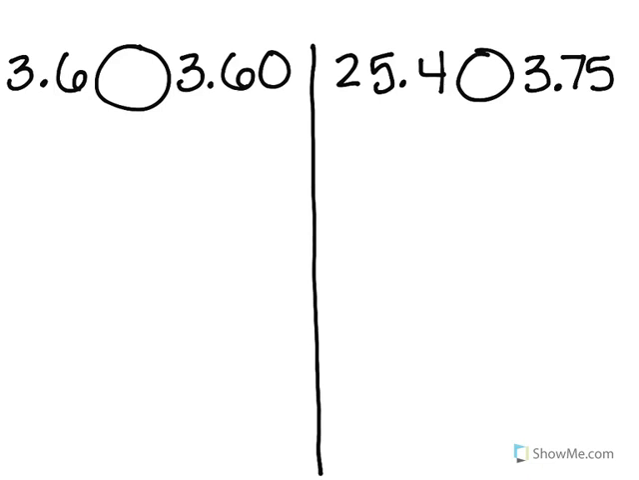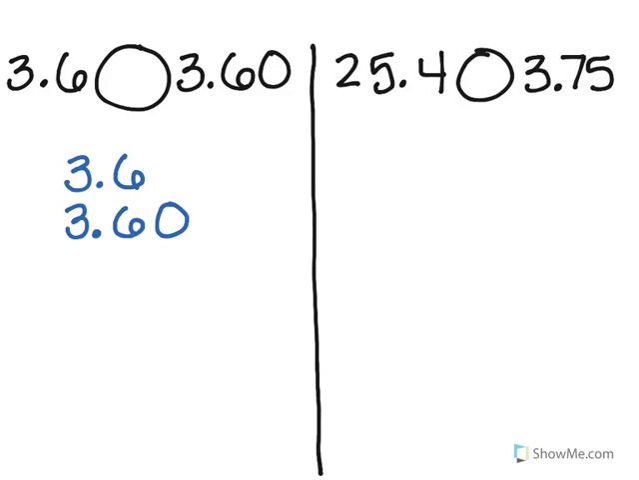Okay, let's take a look at this one right here. I have 3.6, or 3 and 6 tenths, and I'm comparing it with 3, I put my decimal point, and 60 hundredths. Look, I have my ones on top of each other, my tenths on top of each other, and then my hundredths here on the side. Make sure you're lining them up right on top of each other.